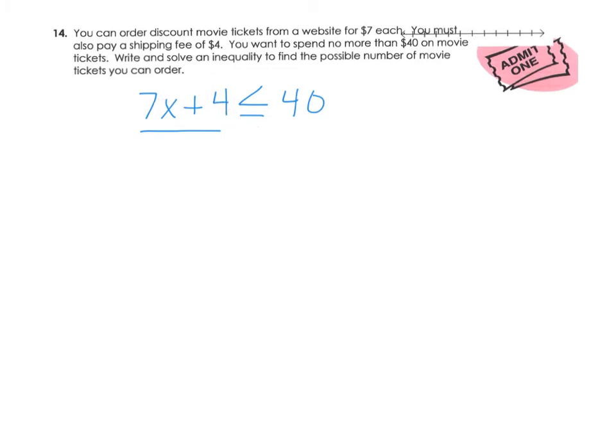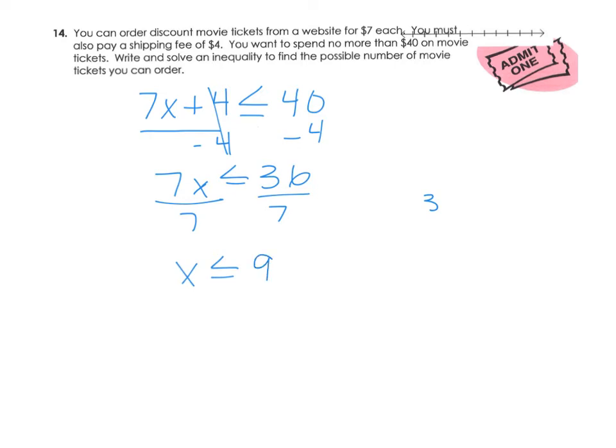So now to solve it, we'd minus 4 from both sides. That gives me 7x less than or equal to 36. Divide by 7 on both sides. We get x is less than or equal to 36 divided by 7, which is about 5, so we would be able to order 5 tickets. The possible number is 5 tickets.